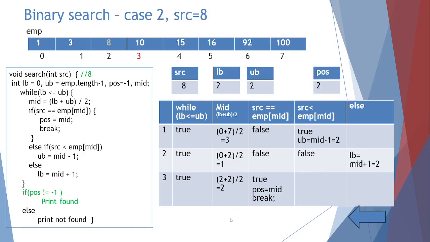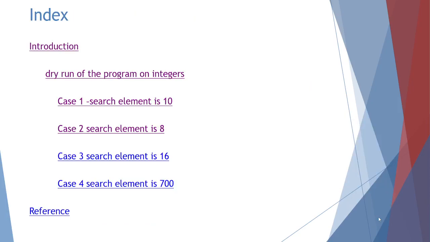So position became 2. If you see outside the while loop, if position not equal to -1, print found. Yes, our position is not -1, found. But we are trying to understand inside the while loop only. Now let's see the third case.